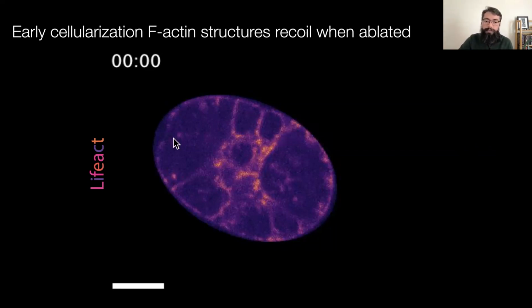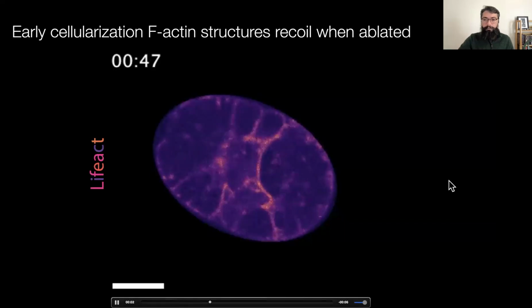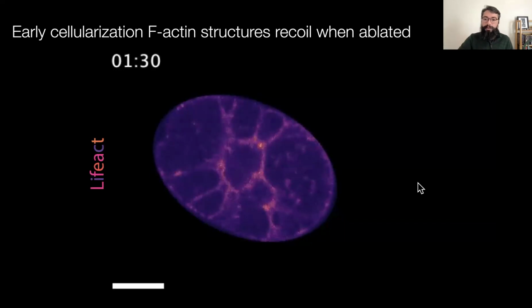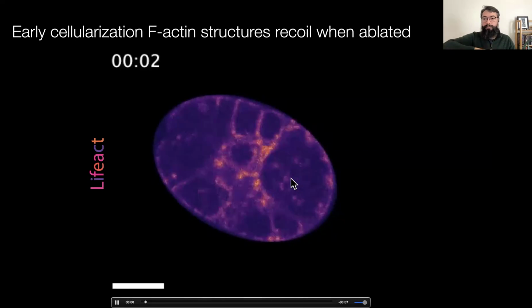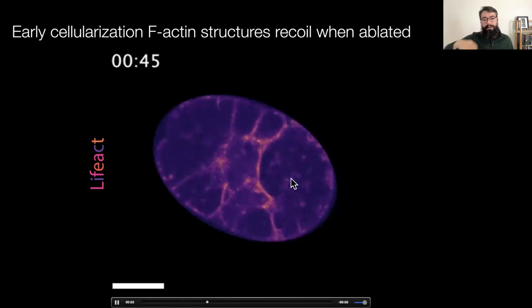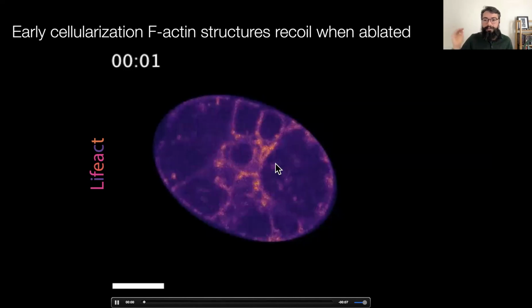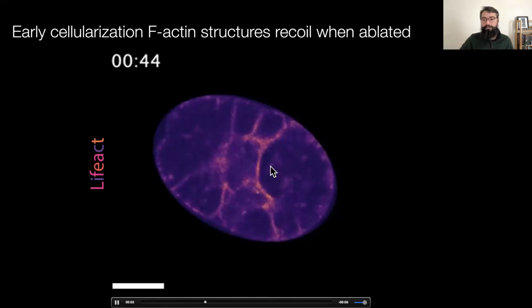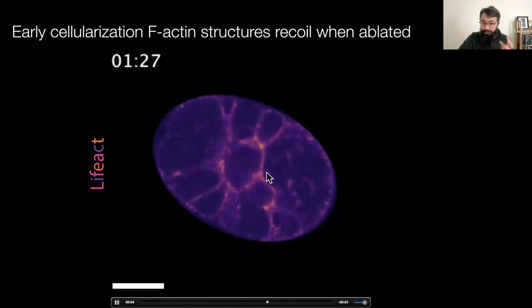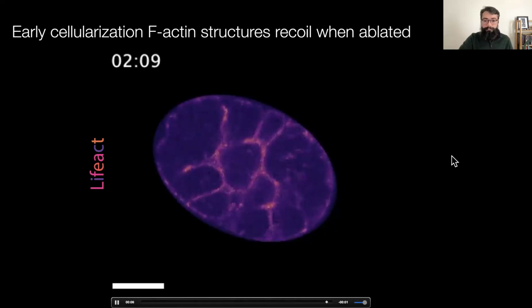So here you see a sporangium that is expressing the probe of actin, LifeAct, and we're going to target a laser to the place where I have my cursor. And if they're under tension, they're going to recoil. And as you can see, as soon as you shoot the laser and cut the structures, there's a recoil response in the actin. And actually, there is a response in the sporangium that tries to contract again and kind of repair the structure a little bit. So this suggests that maybe they're under tension.